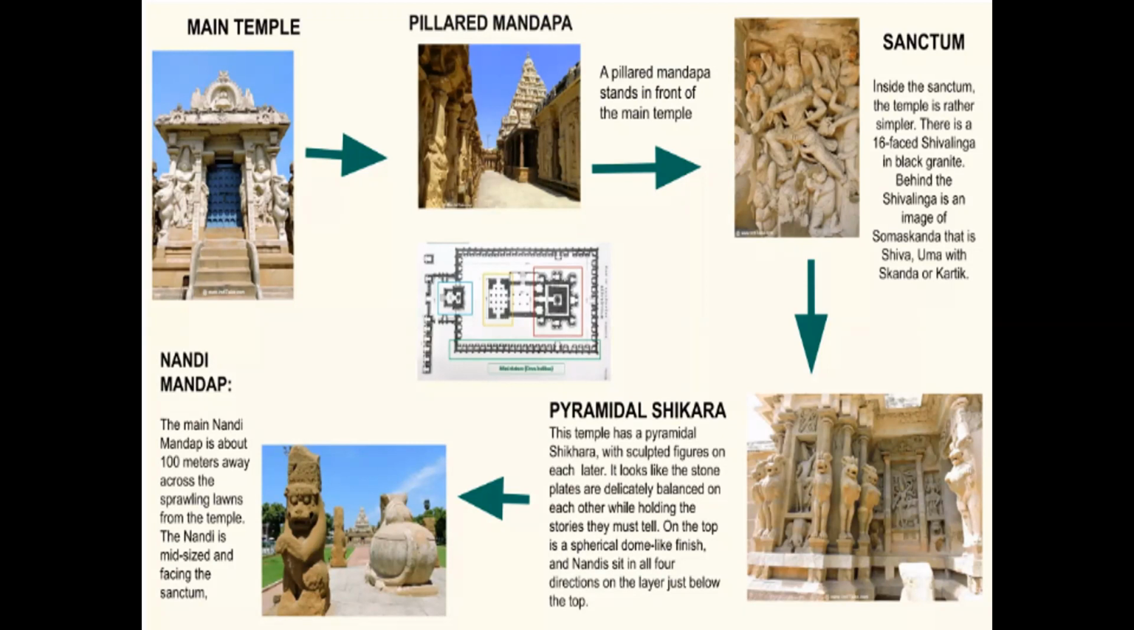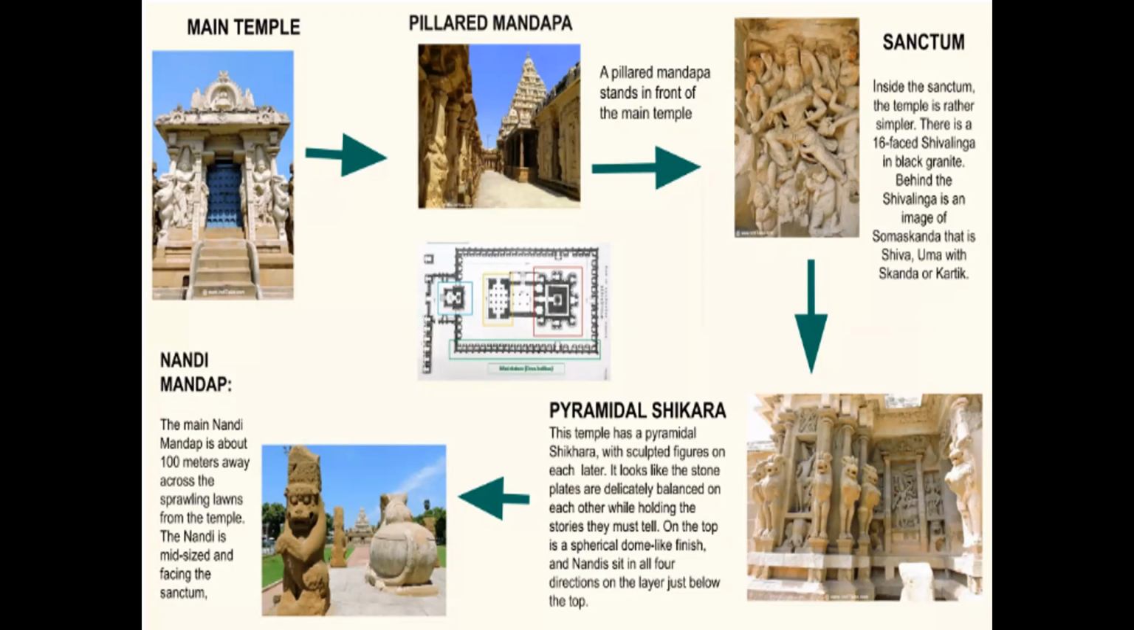This temple has a pyramidal sikara with sculpted figures on each side. It looks like the stone plates are delicately balanced on each other while holding the stories. On the top is a spherical dome-like finish, and the Nandis sit in all 4 directions on the layer just below the top.